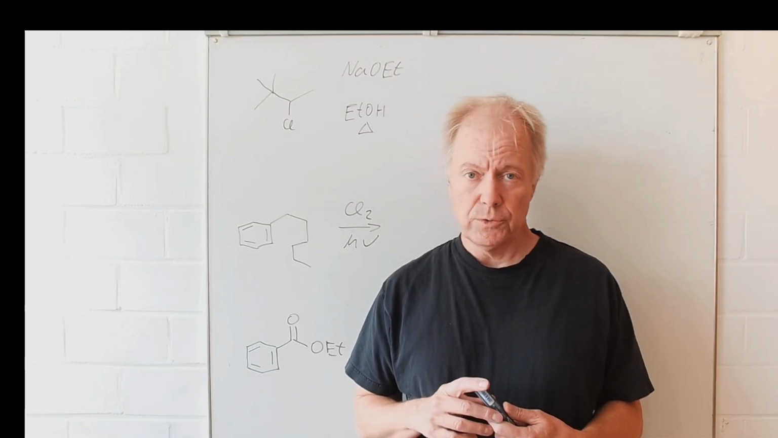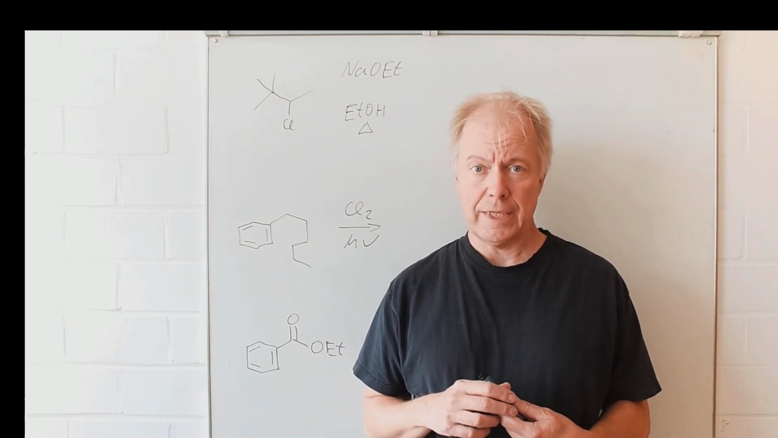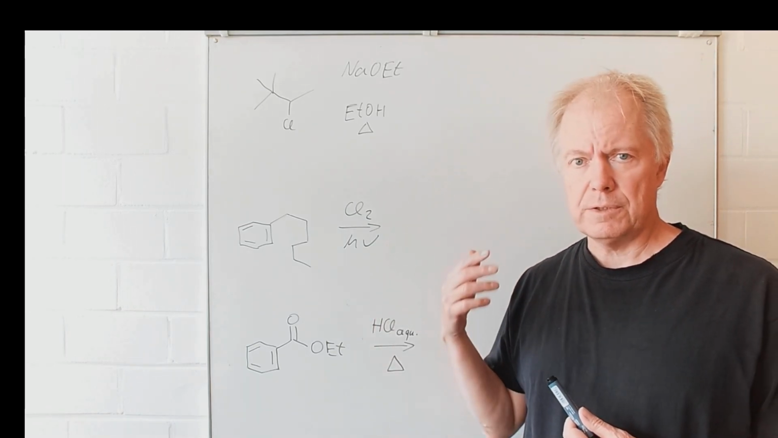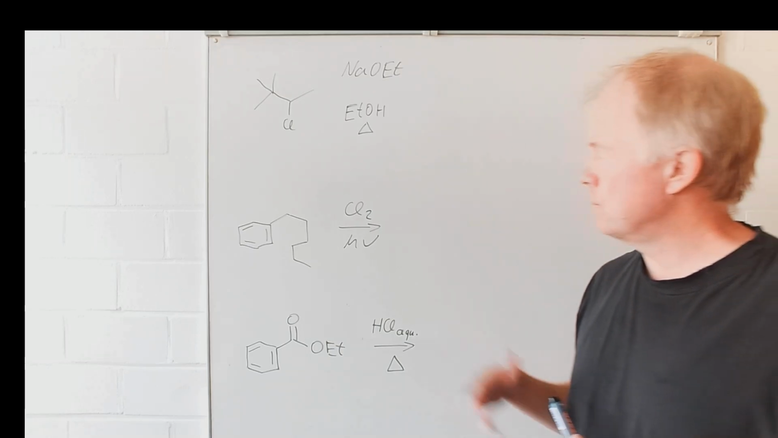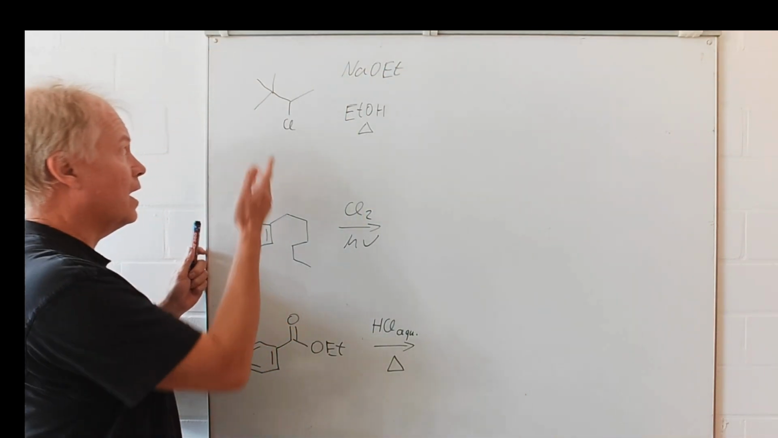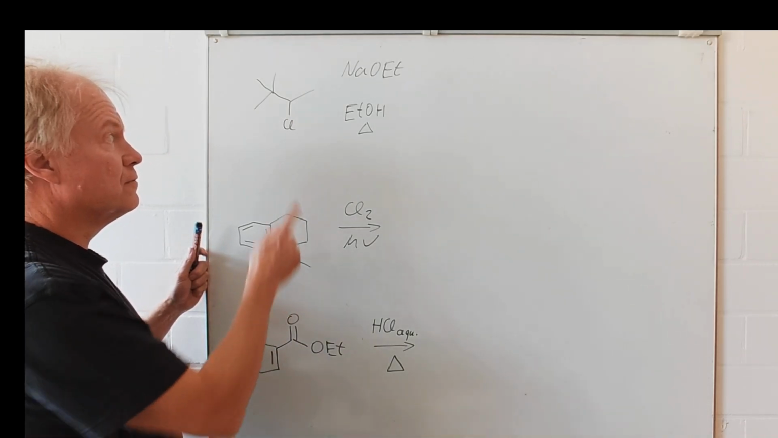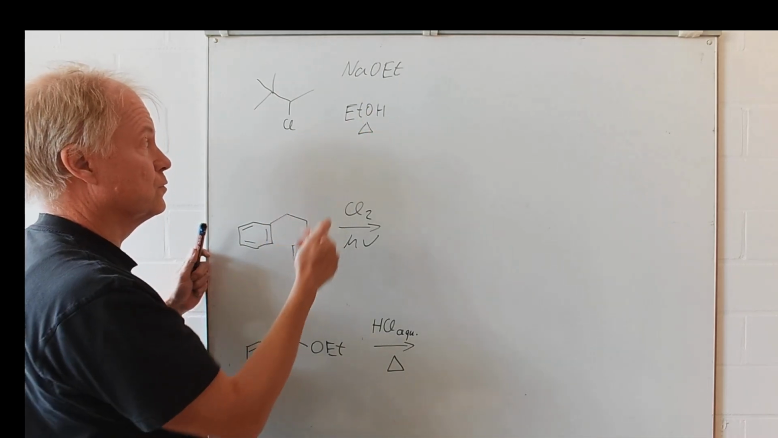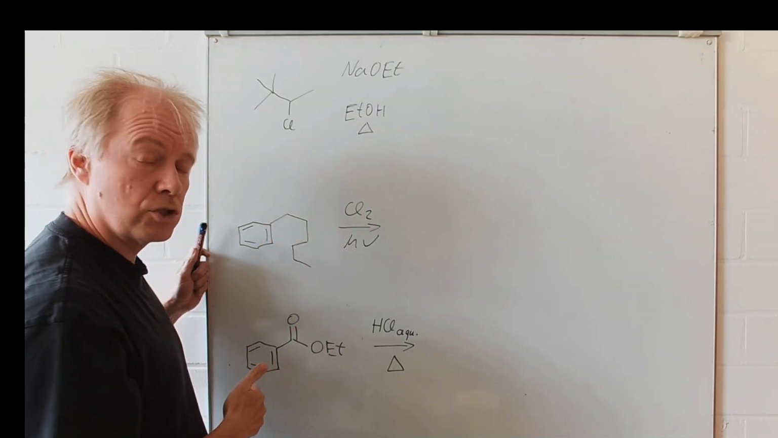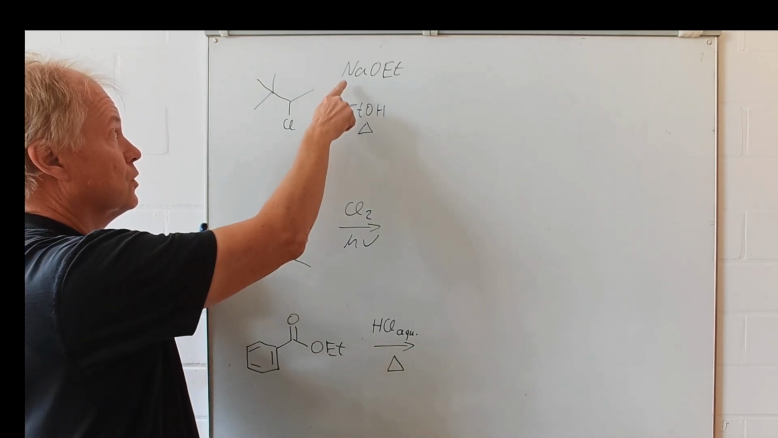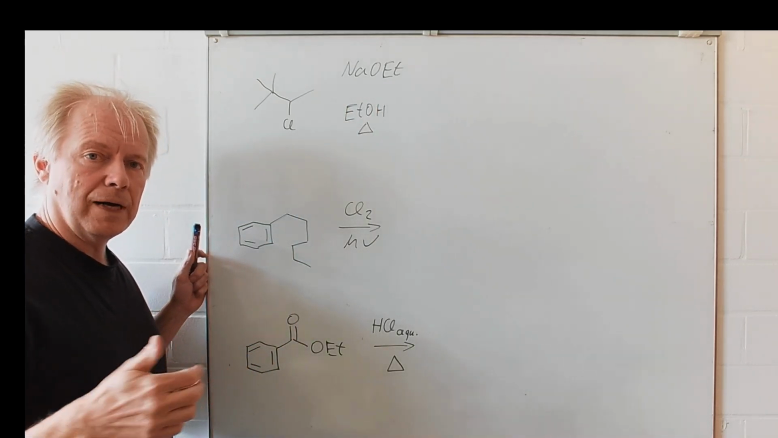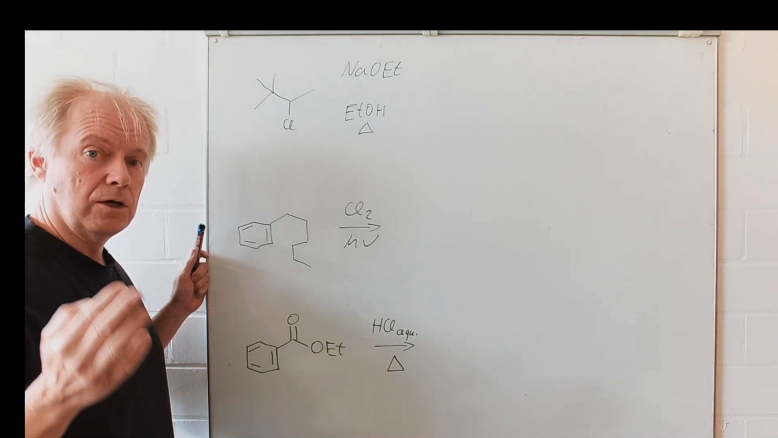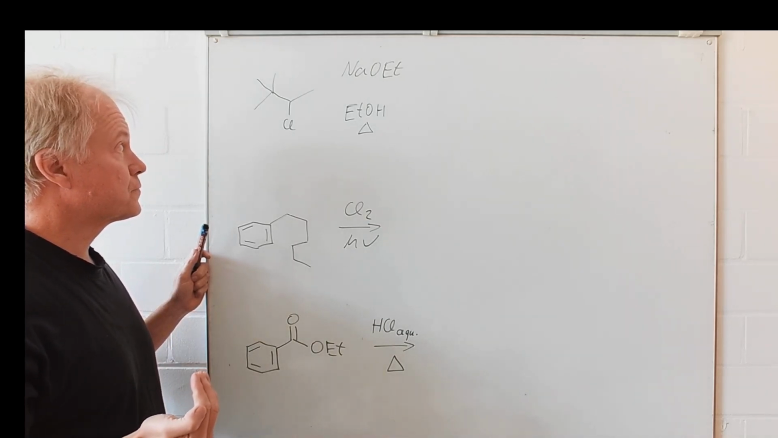In today's episode of How to Solve Exam Riddles, we will discuss 3 examples of very basic organic reactions. So, the first example, we have a chloroalkane, and this is treated with sodium ethanolate in ethanol at reflux temperature. So, sodium ethanolate might either function as a nucleophile or as a base.